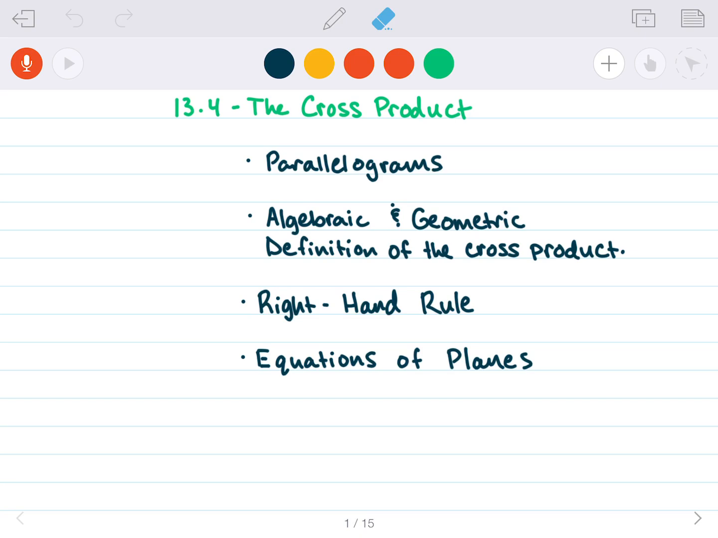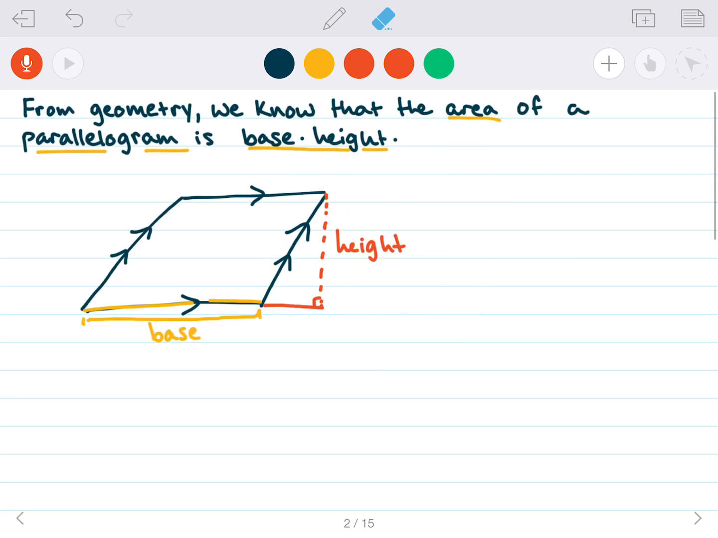Now here we're going to take another product of vectors, so we're going to define it differently than the dot product, but the resulting product is going to be an actual vector this time, not a scalar. So the cross product is different from the dot product in that way. Let's go ahead and explore what the cross product means geometrically.